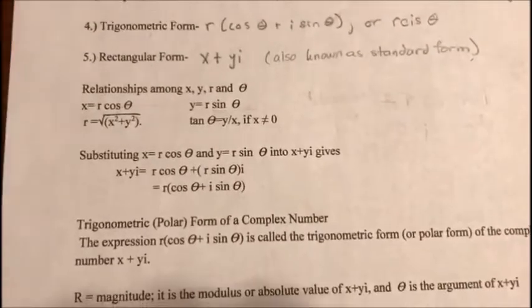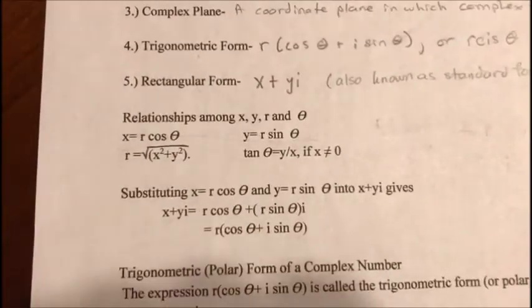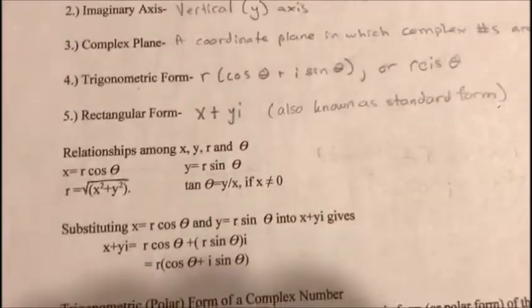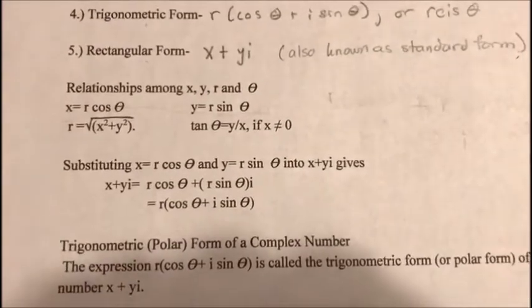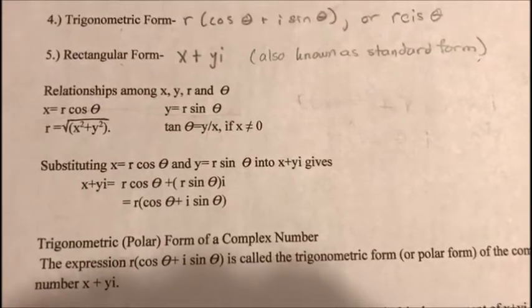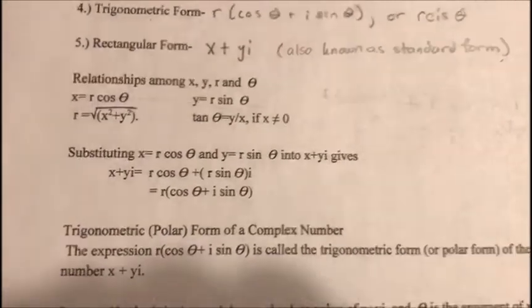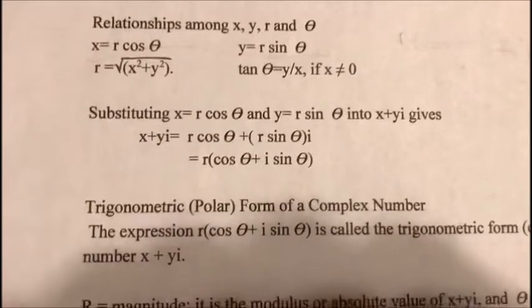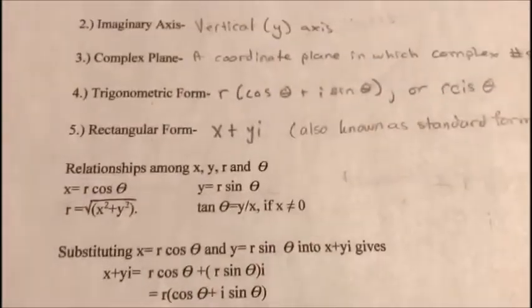And so these relationships, how they correlate with these two forms, is by looking at this: substituting x equals r cosine theta and y equals r times sine theta into x plus yi gives you this. So you substitute those into it, and it becomes the same thing as trigonometric form.